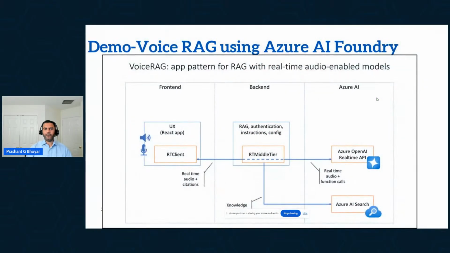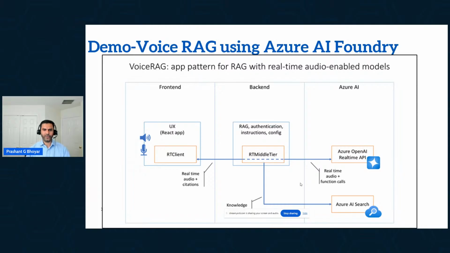Next up, I'm going to show you a demo of a voice RAG, where we will be using the multimodality feature of generative AI to create a voice-based app to get answers from organizational data. This is what the high-level architecture looks like. The front end is built in React, and for the back end we are using the Azure OpenAI real-time API, and for our knowledge store, we are using Azure AI Search. This is a very simple application that we will be demonstrating today.